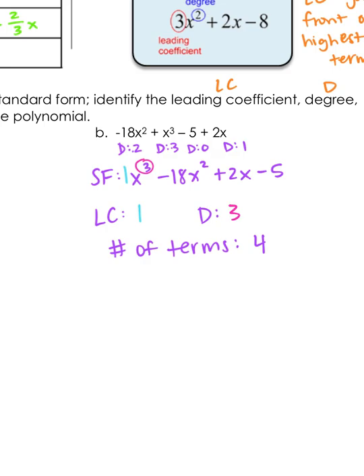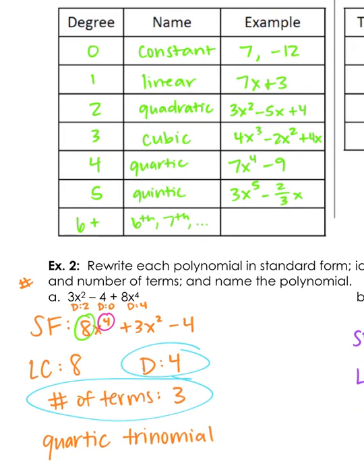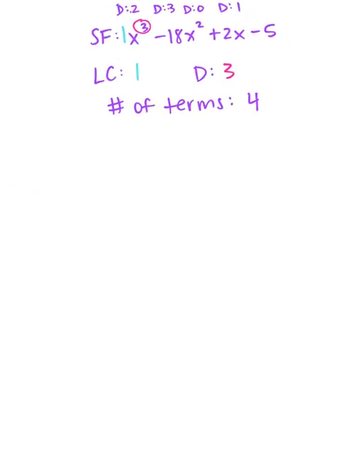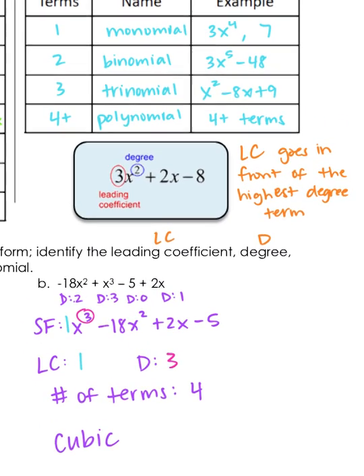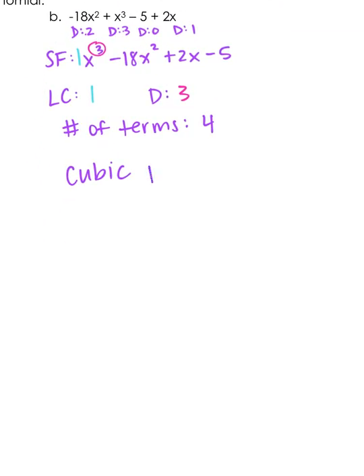So when I name this, again, I'm going to start with my degree. Degree of 3 is a cubic function. And then I have 4 terms. So 4 or more terms we just call a polynomial. So this is a cubic polynomial.